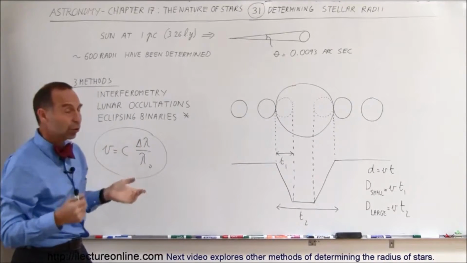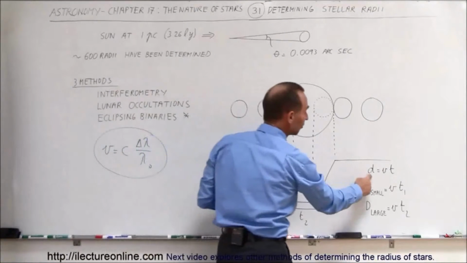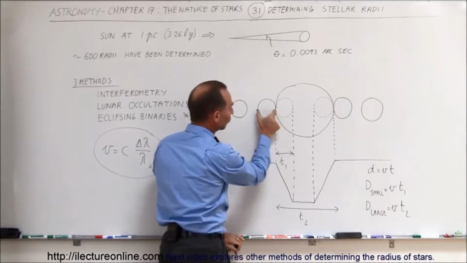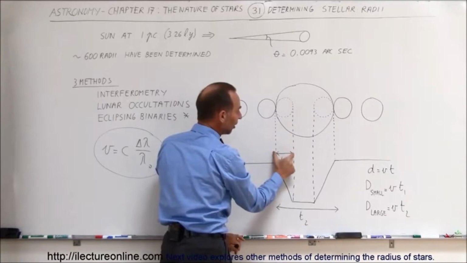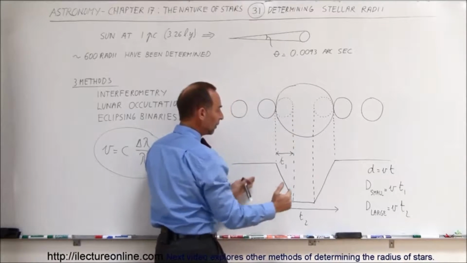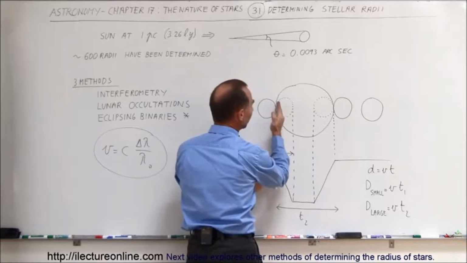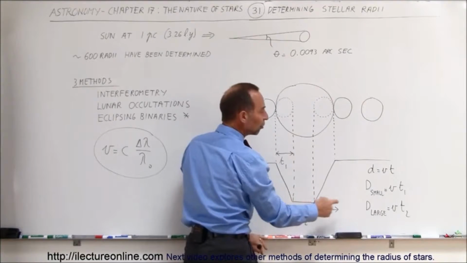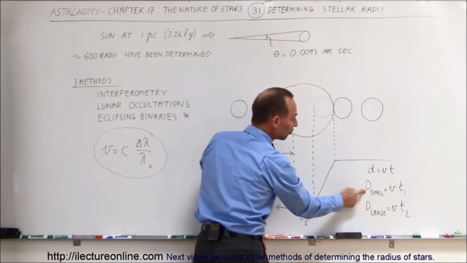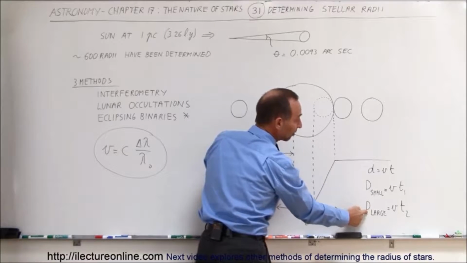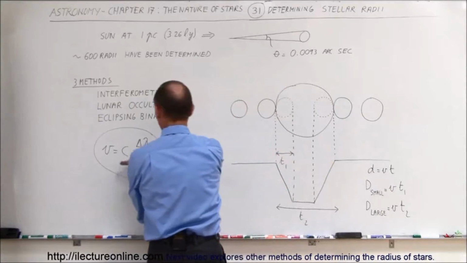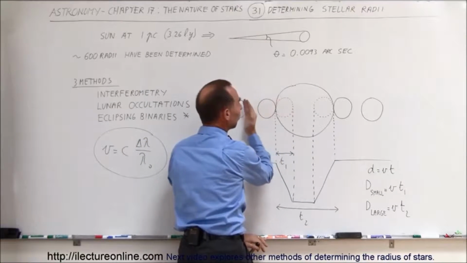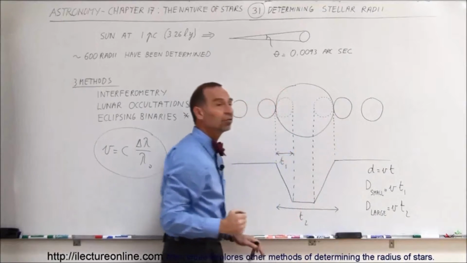From that, we then of course know that the distance covered is equal to the velocity times time, and we can measure the time that it takes for the small star to disappear behind the big star. This is called T1, and we can measure the total time it takes from this point to that point, which is T2. From those two time measurements we can figure out the diameter of the small star and the diameter of the large star by simply multiplying the velocity, which we determine this way, times the time that it took for the small star to disappear, or for the total time of the occultation.